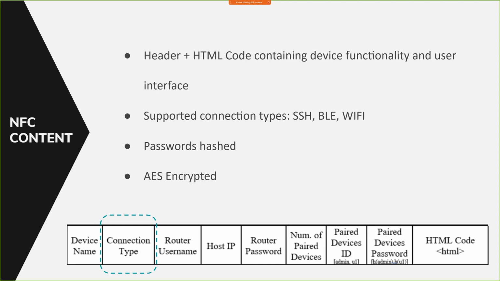In the case when SSH is specified, 3 parameters should follow, namely the router name, host IP, and router password needed to connect to the router. Next, we specify the paired devices for user authentication. The paired devices are represented in an array where the first user on the array specifies the admin. The passwords are hashed to add an extra layer of security. Most importantly, note that this whole text is AES encrypted, and we will show you the importance of that in the later slides and during our demo.